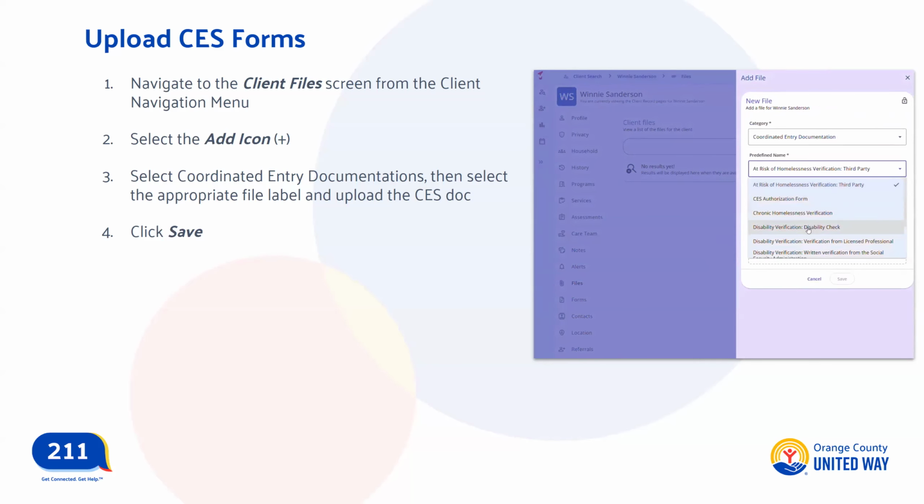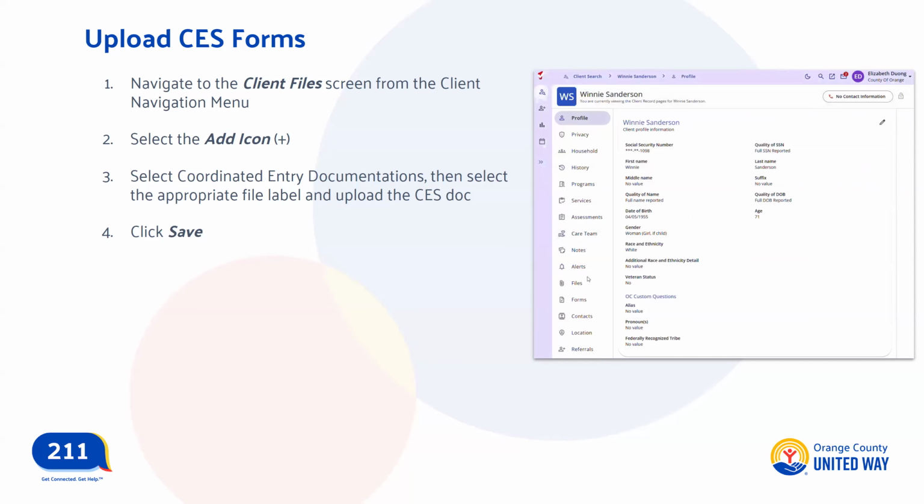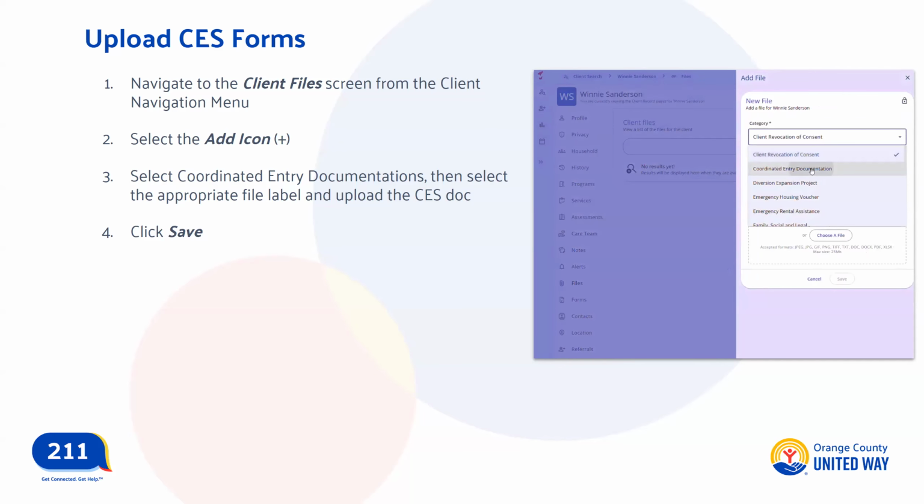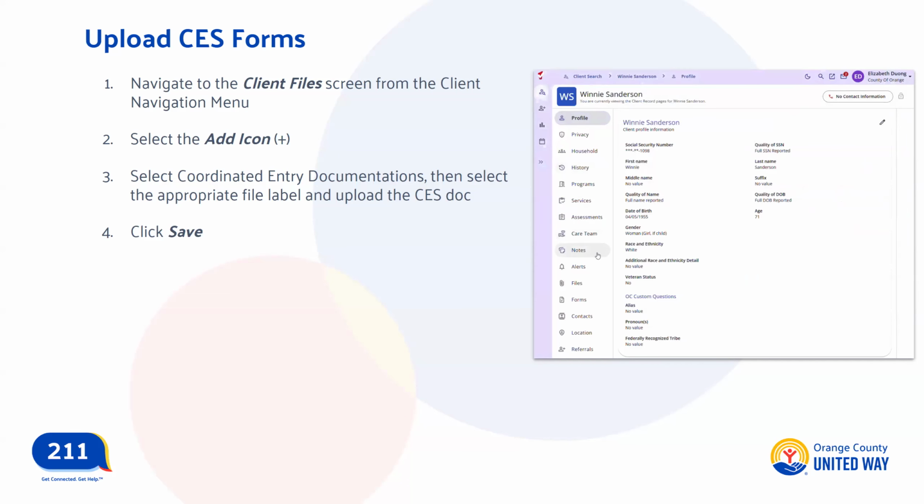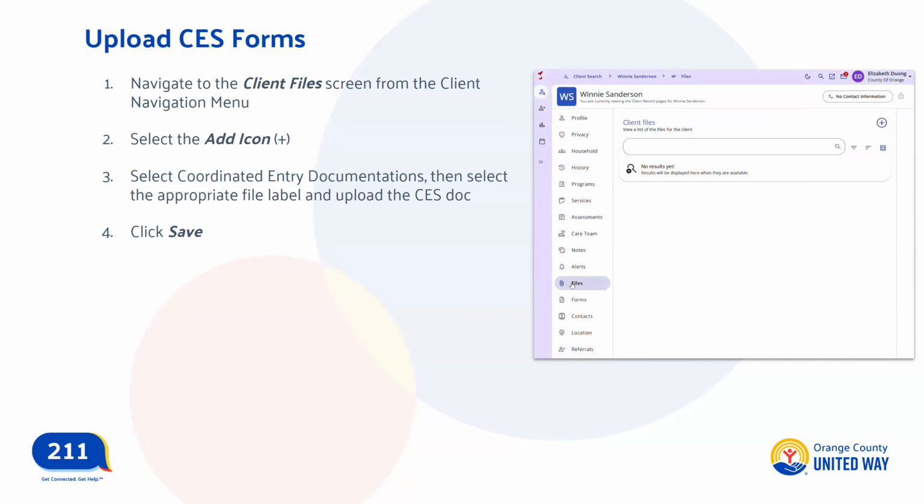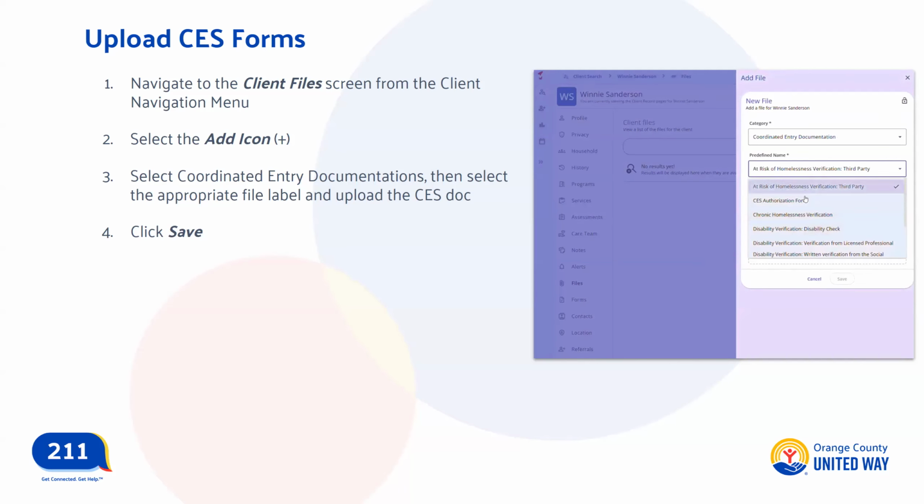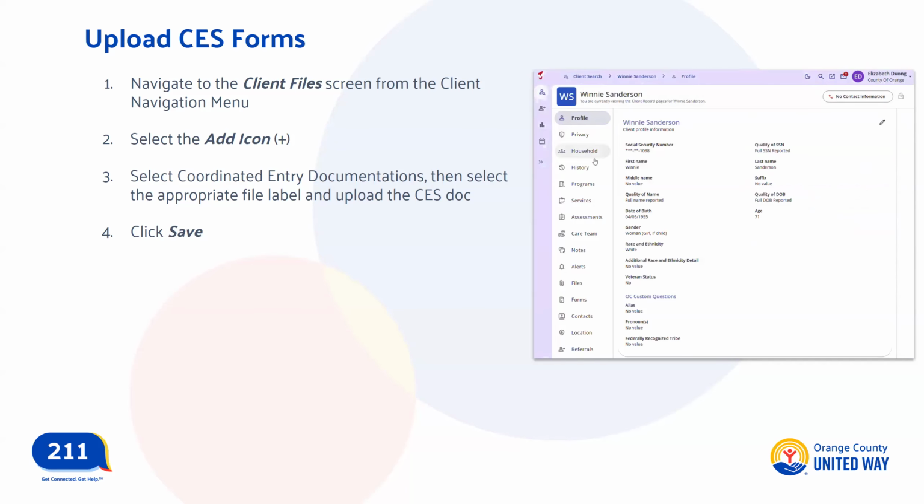The client is not yet ready to send to the community queue because there's a few additional steps that should be carried out. The next step would be adding the CS forms. So you'll be navigating to the client profile screen, which is from this client navigation menu. And then you're going to click the add icon, select coordinated entry documents, and then select the appropriate file label and upload the CS document and click save. When you're uploading the document, again, please make sure that you're reviewing the label to make sure that you select the correct label.